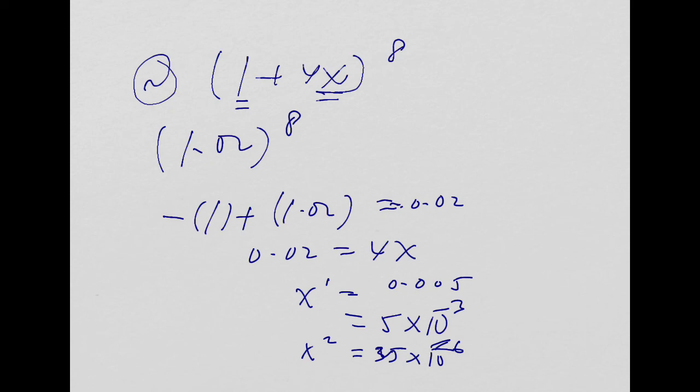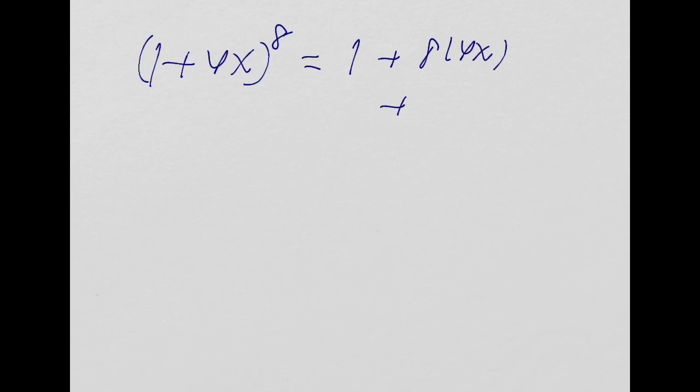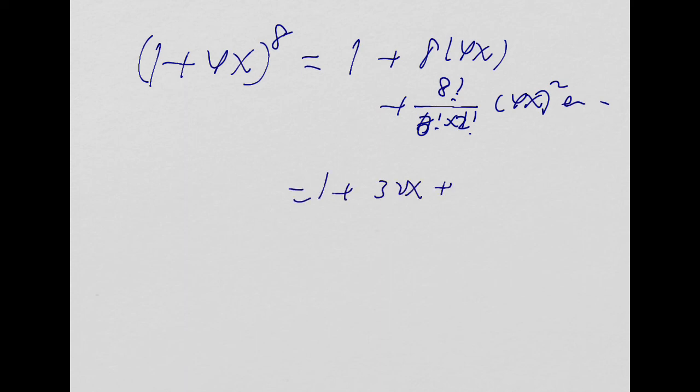So what you need to do is that you need to expand this until the x square term. Until the x square term means that it's 0, 1, 2. So first three terms will do. Okay, so first three terms, you become 1 plus 8 times 4x plus 7 times 1 and 6 to 4x squared, so equals to 1 plus 32x plus 28 4x squared.